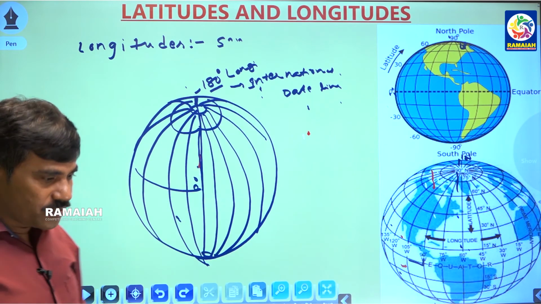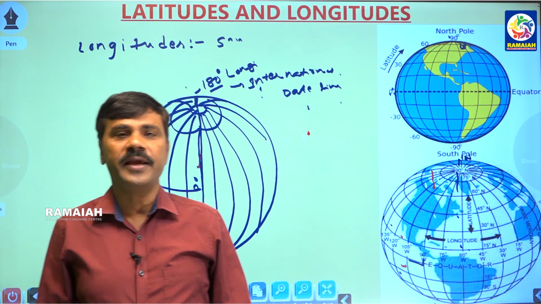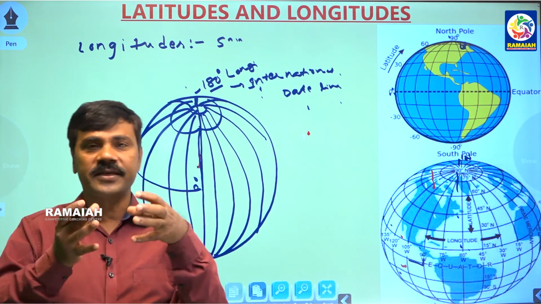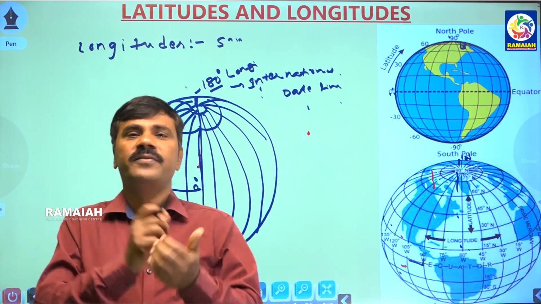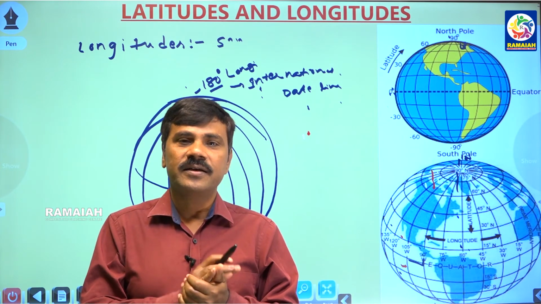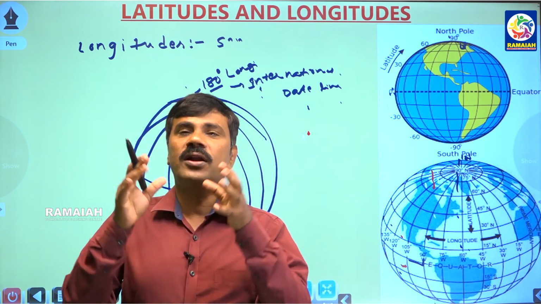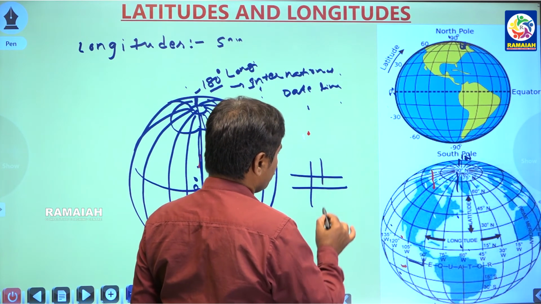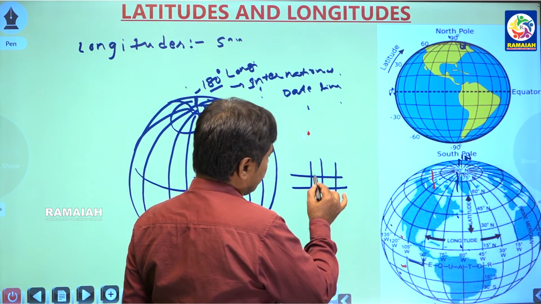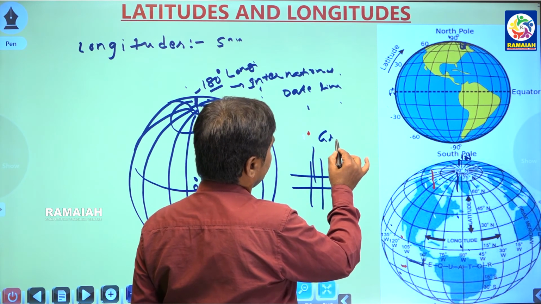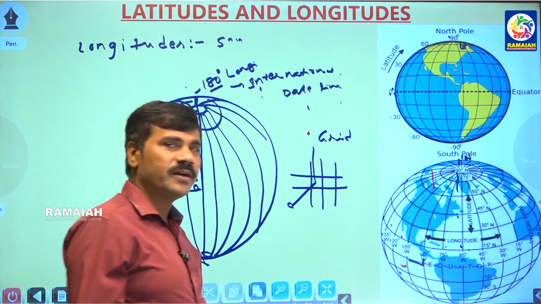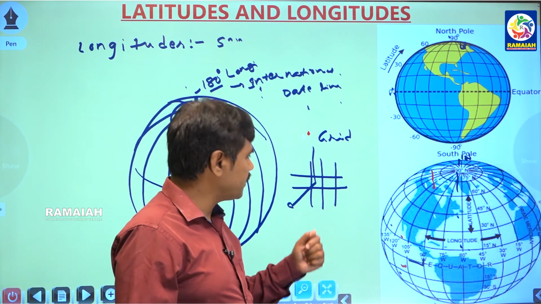These latitudes and longitudes are generally imaginary lines. They intersect at one place on the surface. At that intersection they are called a grid. Like this, the longitudes and latitudes intersect, and that is called a grid. A grid means one of the places, one of the countries, any region like this.